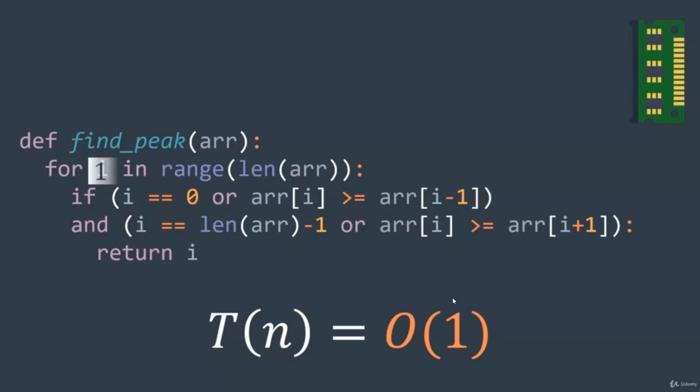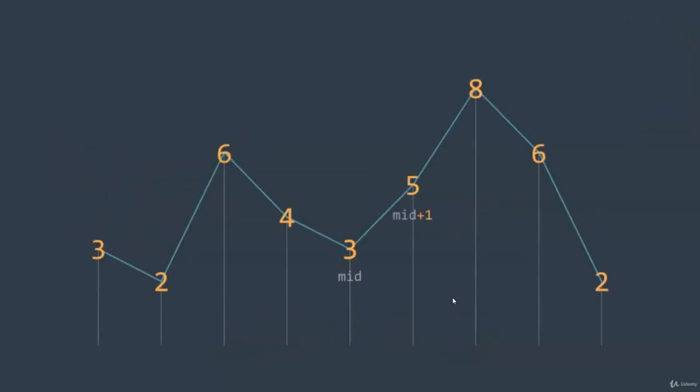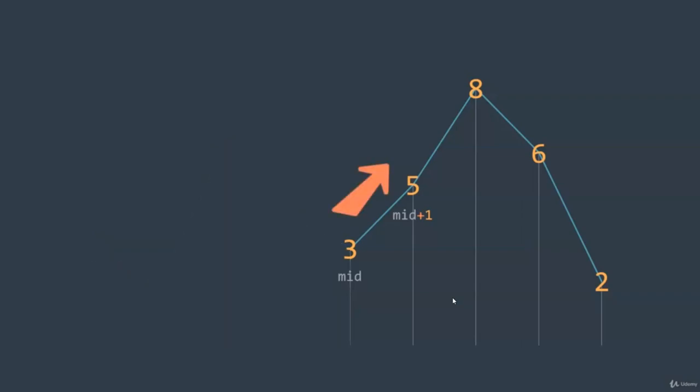What if I tell you that we can solve this problem in O of log n time? We can do so by using divide and conquer, the technique we used in binary search. The idea of this second solution is that we directly go to the mid, and if the element at the middle is smaller than the next element, it means that we have an increasing sequence of elements, so we search in the right half only. Because in an increasing series of elements, we always have a peak.